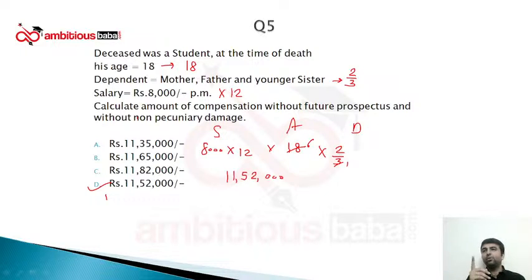Okay, now coming to one more question which was asked: how to take Pranay Sethi or Sarla Verma. The question again will be giving you a very clear guideline. If it is asking without future prospects and without non-pecuniary, it itself means that it is a Sarla Verma case. This is my own understanding. I have applied these logics in the exams in which I have appeared, and the questions were right.